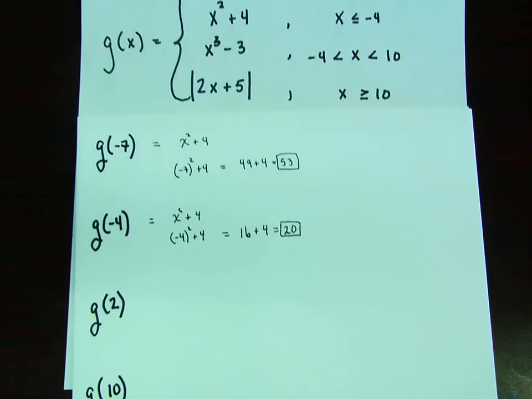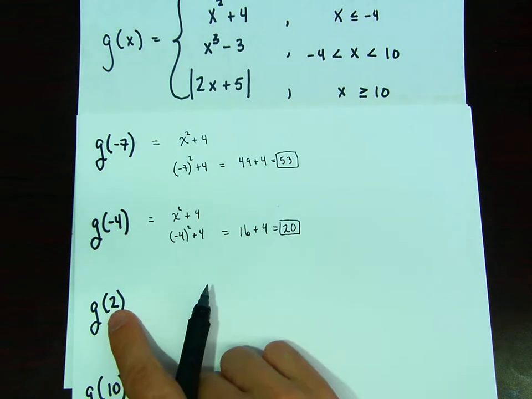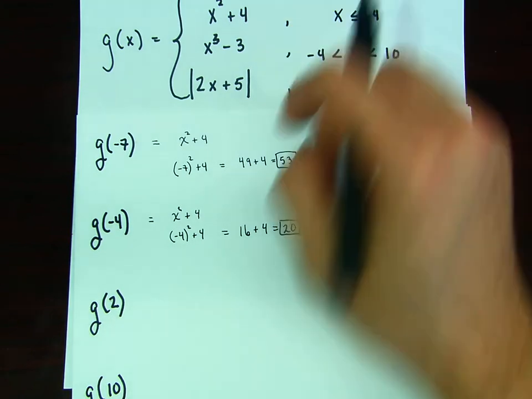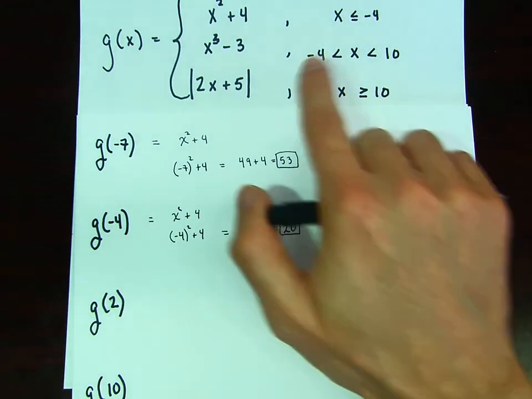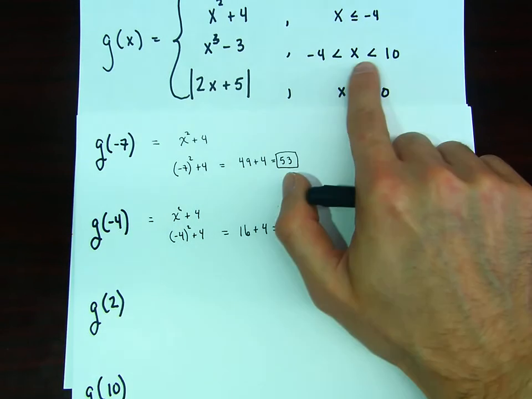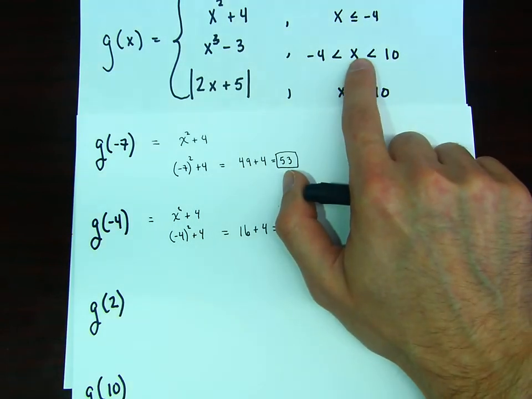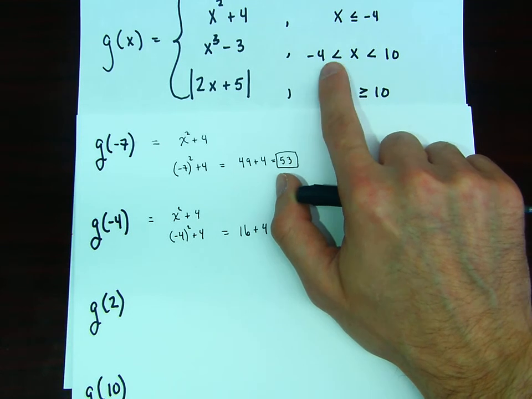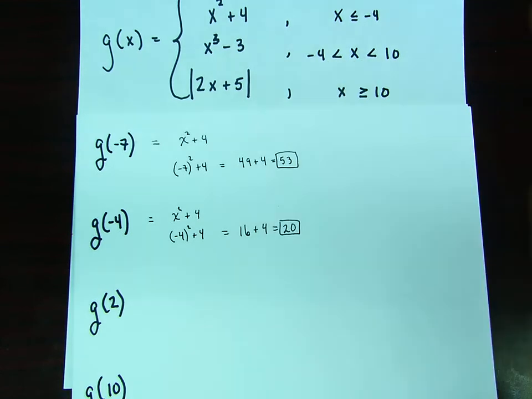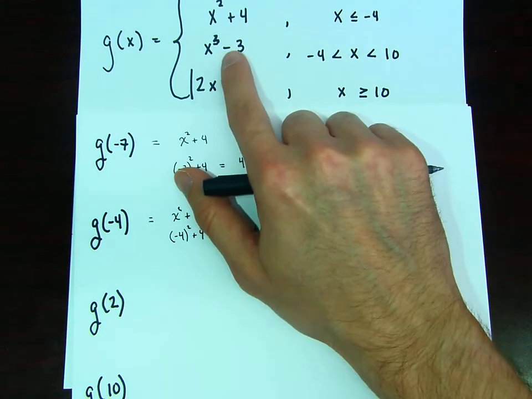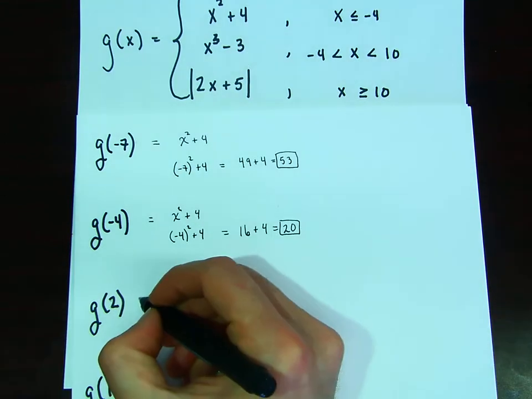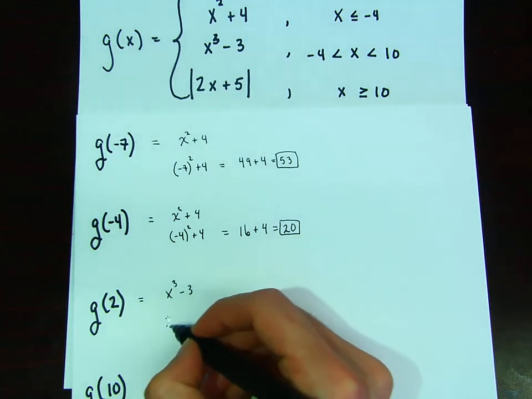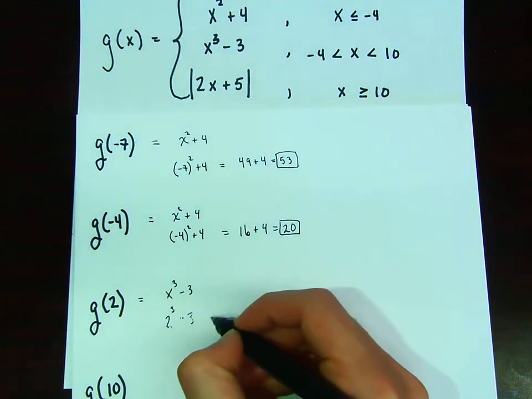Not too bad, right? So what about the next part? If I have g of 2. If I have the x value of 2, which one of these functions would I plug 2 into? It would be for this one, x cubed minus 3, because this is stating that if you have a value of x that is less than 10 or greater than -4, any number within this domain, we're going to plug into this one. So we're going to use the x cubed minus 3. So then this is just 2 cubed minus 3.